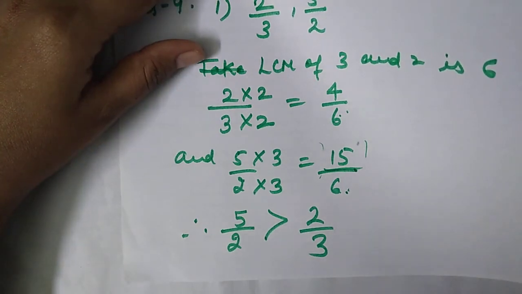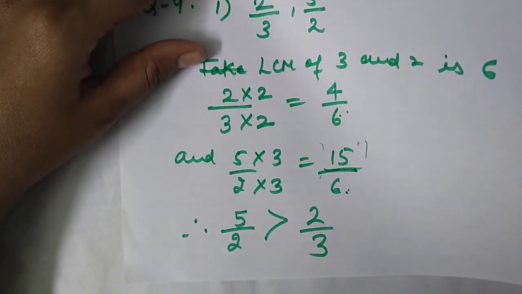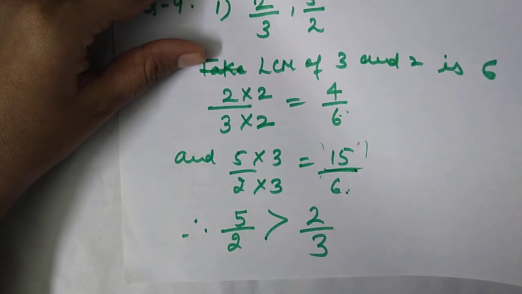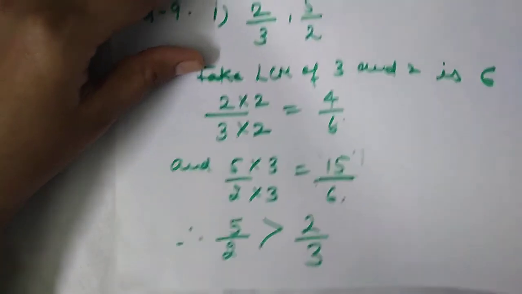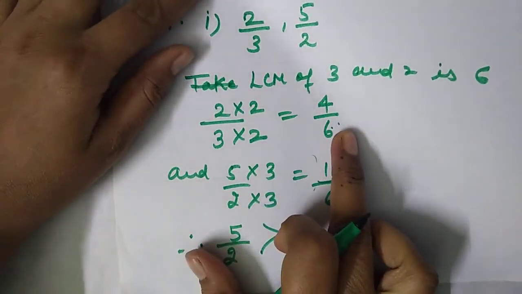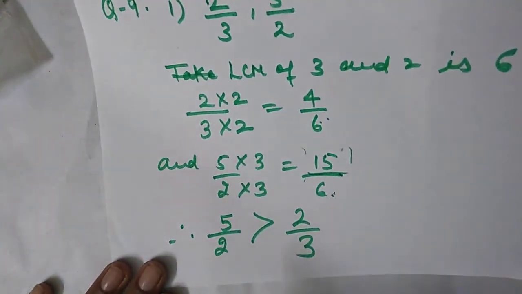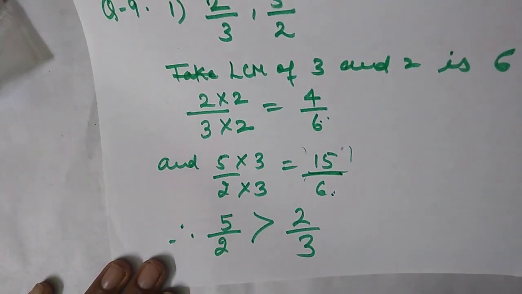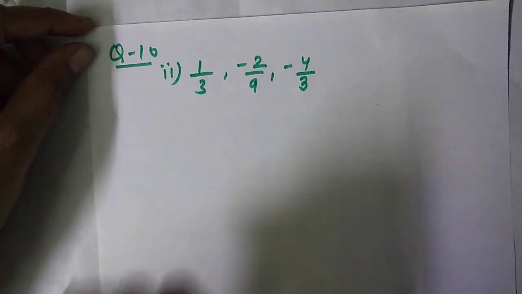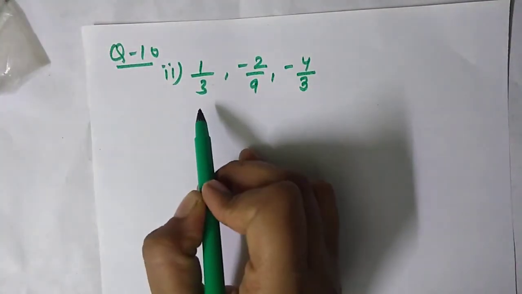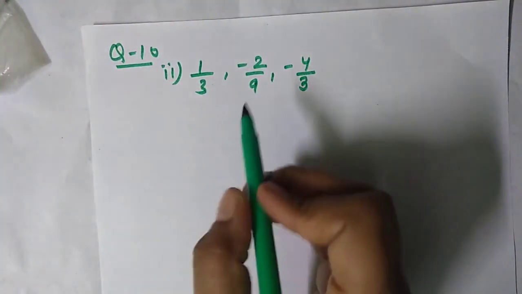Now question number 10. You have to write the rational numbers in ascending order. Ascending order means from smaller to greater. We have been given 3 fractions in each part. First you have to make the denominator the same by taking the LCM, and then follow the same steps. Make the denominator the same in each fraction and then compare. I am explaining part number 2 of question number 10, where we have to write the rational numbers in ascending order.